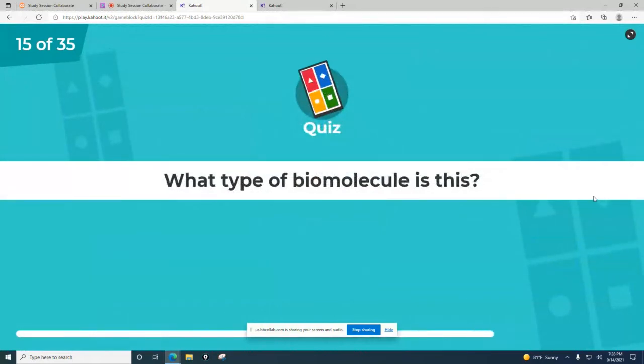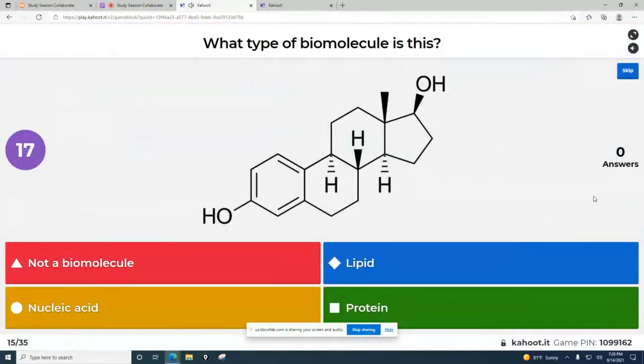Okay, another one of these questions. What type of biomolecule is this? I know it looks scary, but just remember what we just talked about, iconic features.